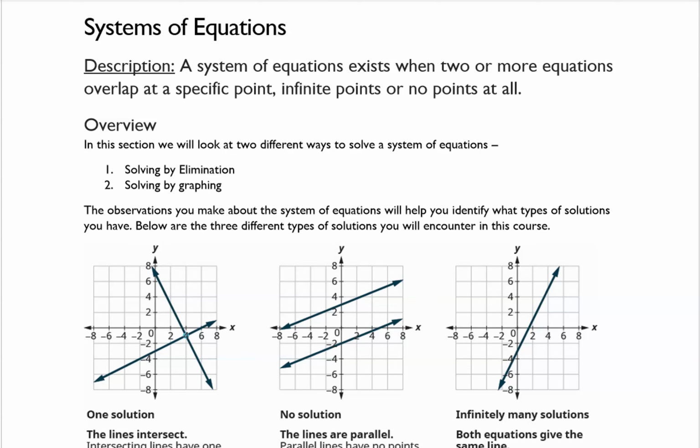A system of equations exists when two or more equations overlap at a specific point, infinitely many points, or no points at all. In this section, we will be looking at two different ways to solve a system of equations, either by elimination or by graphing. The observations you make about the systems of equations will help you identify what type of solution you have. Below are three different types of solutions you will encounter in this course.